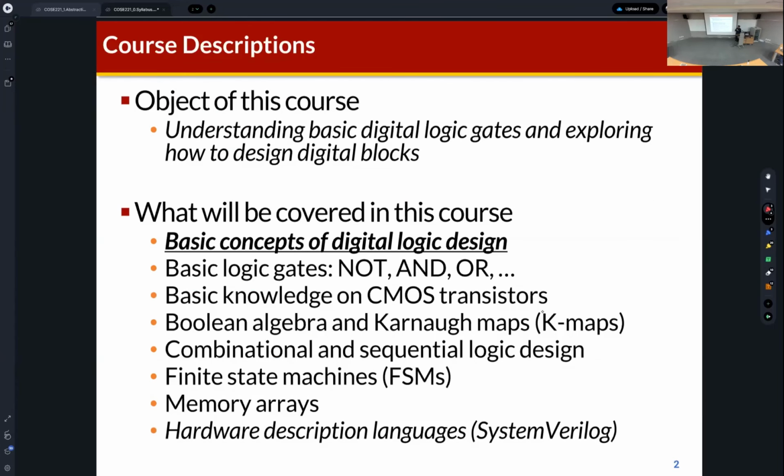I will introduce this course. Let's see the objective of this course. You need to know the objective of this course. What is the objective? It's understanding basic digital logic gates. As you can see, the terminology is logic gates. What are logic gates? We will learn about logic gates in this course. And then you will also explore how to design digital blocks.